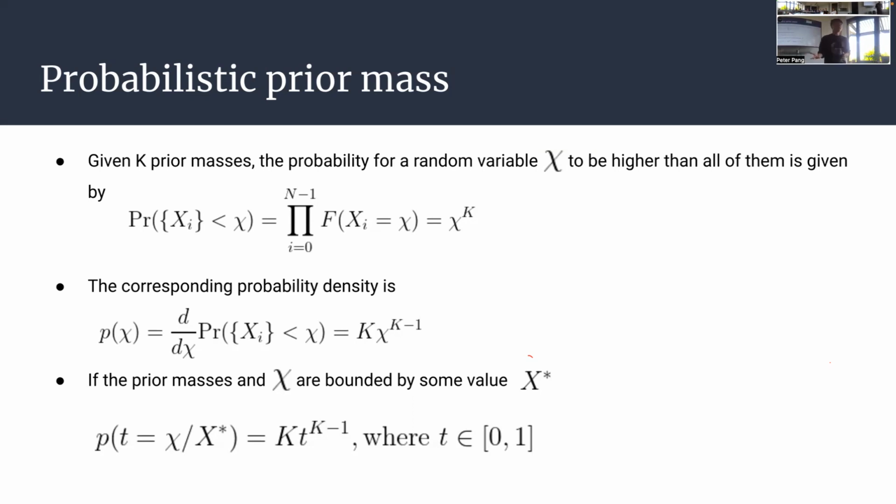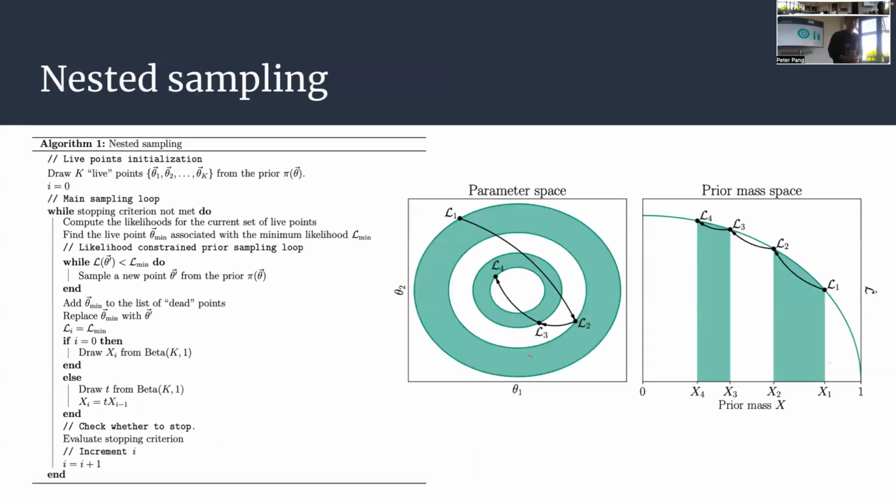But what if chi and x are actually bounded by, say, x star, some maximum value? Then you can transform the distribution to the ratio between chi and x star and call this t, and you will be following the same distribution here. This one is called the shrinkage ratio.